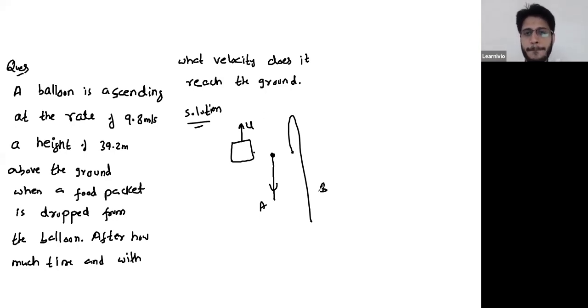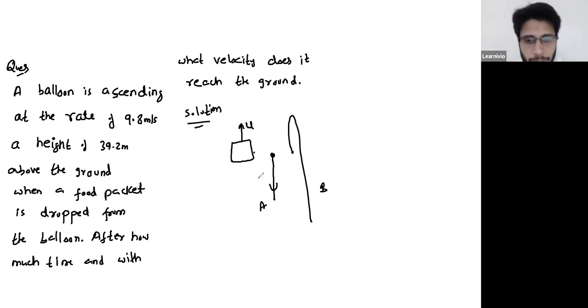A or B? A. Someone says A. A balloon. Yes, upwards, I drop the packet from the balloon. So you're saying that that packet will go straight downwards, or first will go upwards and then downwards? Downwards. It will go downwards.